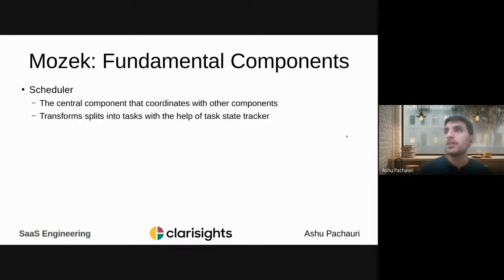All right, so I'll just get the usual components out of the way. There is a scheduler, definitely. It is a central component that coordinates with all the other components. It transforms splits into tasks. Split is a piece of data, but task is an actual unit of work that is actually happening. It is quite possible multiple splits are running on the same task also. That's an execution decision. Mozek is not concerned with that immediately.